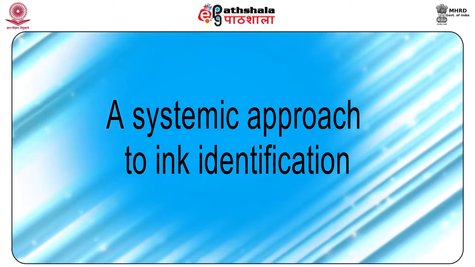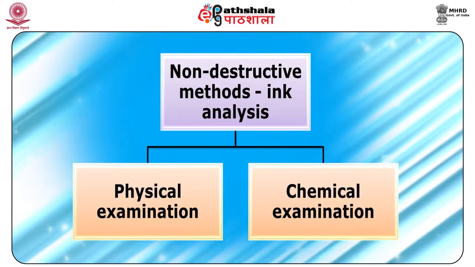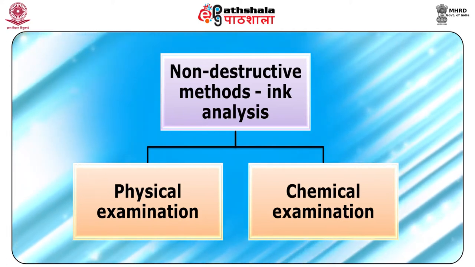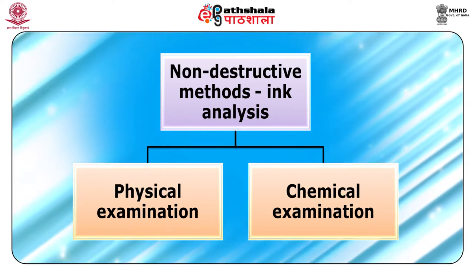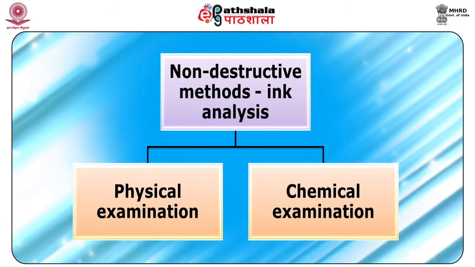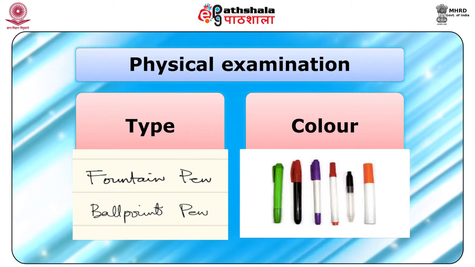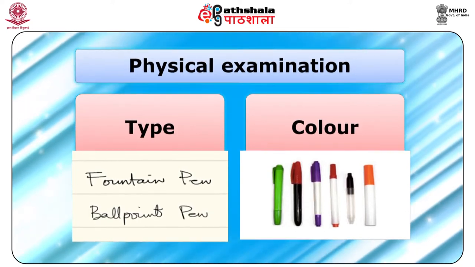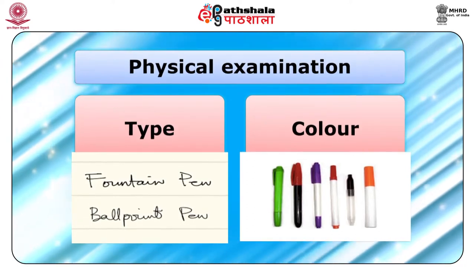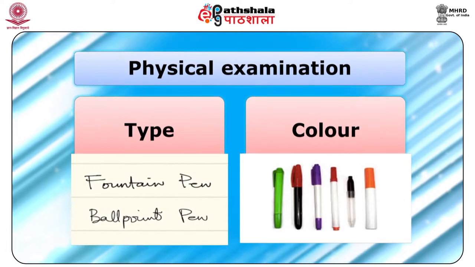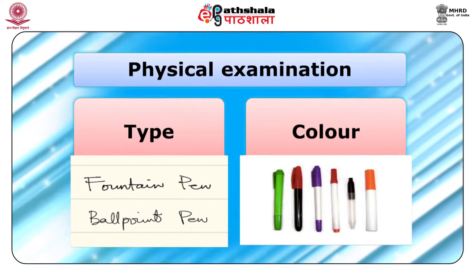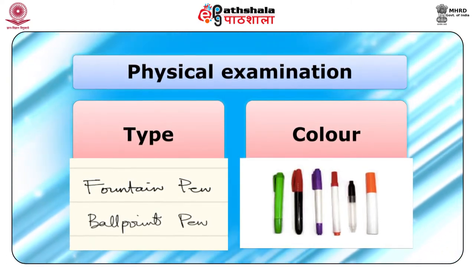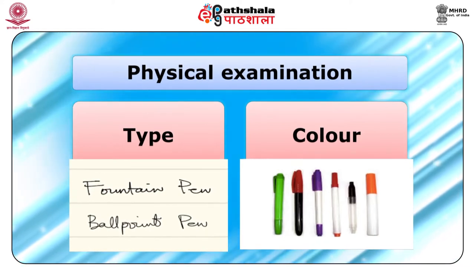Let us have a look at a systematic approach to ink identification. Before starting the examination, the non-destructive methods are always used in examination of ink, because they preserve the original sample, which can be further analyzed. First examination would be physical examination. This includes the optical examination of ink with the help of hand magnifier or compound microscope. This examination is done to determine the type of ink used, that is, whether ballpoint pen, fountain pen, or fiber tip pen was used for the writing purpose.